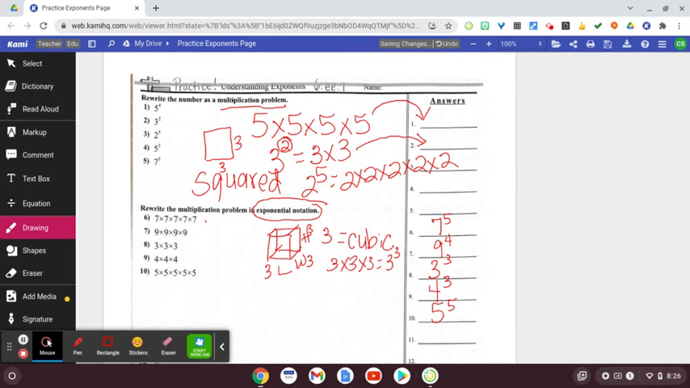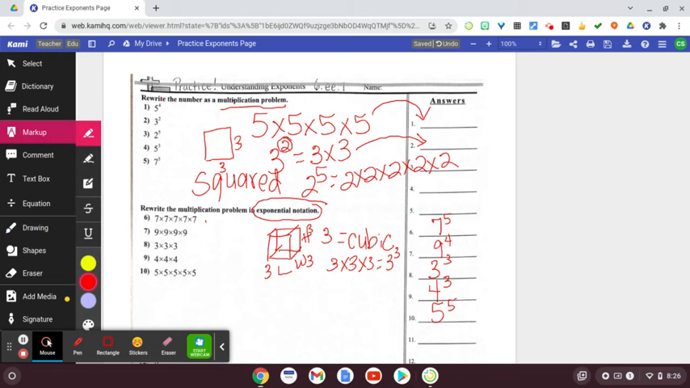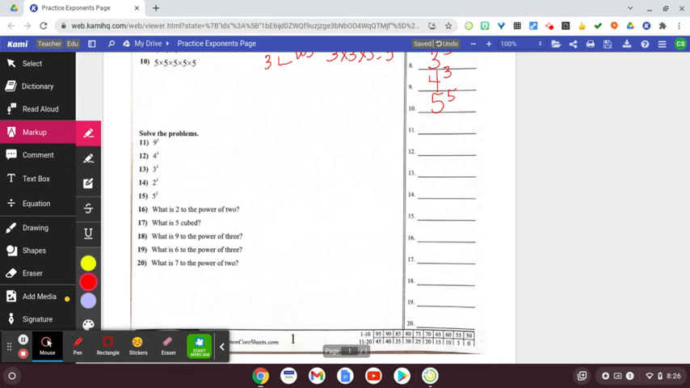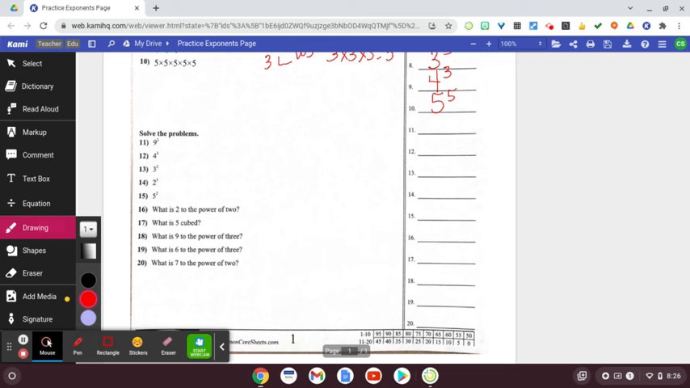Super, super easy. So let me go ahead and go down to the very bottom. 11 through 20, you actually are going to be solving them. So, for example, number 11, it says 9 squared. So you know that means 9 times 9, which is 81. You can use a calculator on these. Number 12, we've got 4 cubed, which is 4 times 4 times 4.